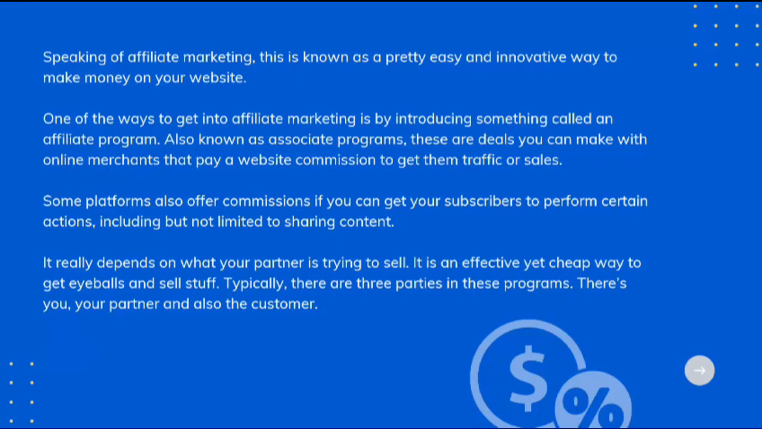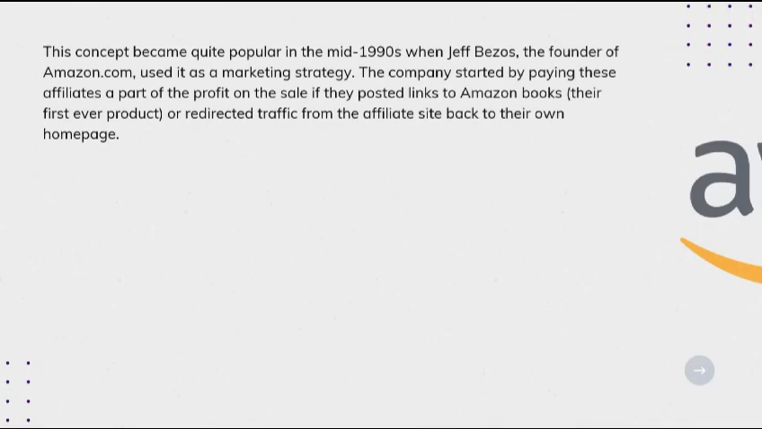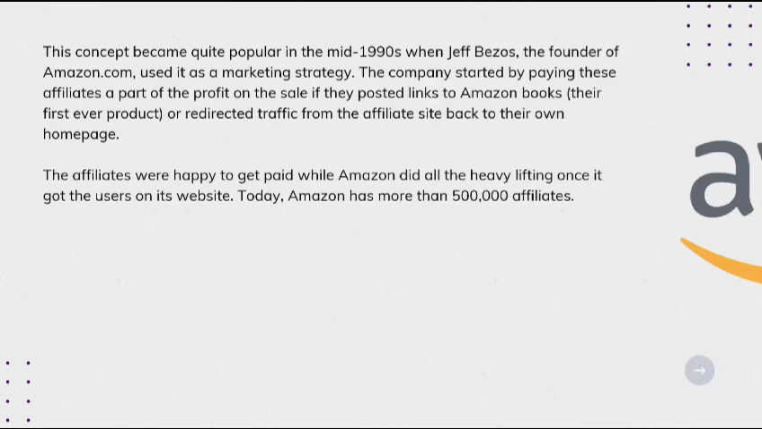This concept became quite popular in the mid-1990s when Jeff Bezos, the founder of Amazon.com, used it as a marketing strategy. The company started by paying these affiliates a part of the profit on the sale if they posted links to Amazon Books, their first ever product, or redirected traffic from the affiliate site back to their own homepage. The affiliates were happy to get paid while Amazon did all the heavy lifting once it got the users to its website. Today, Amazon has more than 500,000 affiliates.